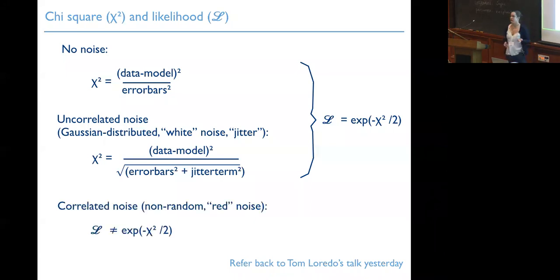Now, in the case of correlated noise, so basically non-random noise that has a structure that is not Gaussian distributed, this relationship between the likelihood and the chi-square breaks down. And so you can't write that the likelihood is equal to this. As it happens, there's a covariance matrix involved, and I'm going to show you that in the next few slides to hopefully give you an understanding of what's going on. It's the rest of my talk, so it's okay.